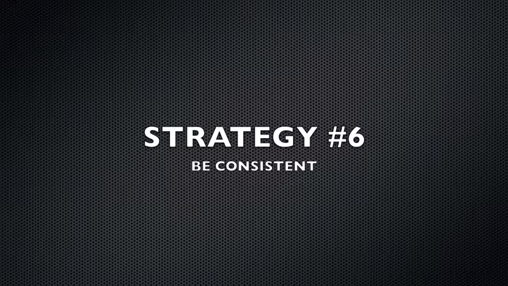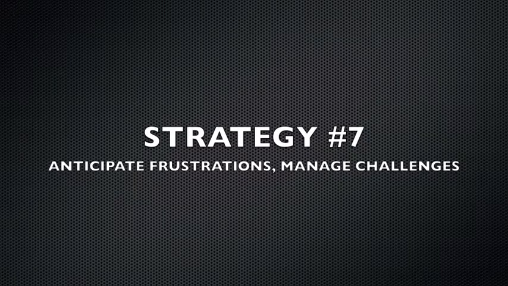Strategy number 6, be consistent. Being as predictable as possible makes it much easier on the students with executive function issues in your classroom. Strategy number 7, anticipate frustration and manage challenges as they occur.